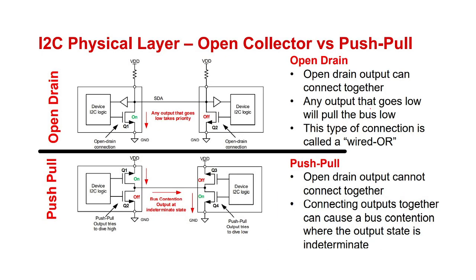This is related to open collector and push-pull. Open drain output we already saw. Push-pull means there are two CMOS transistors connected like this. We are not preferring this, because when we connect them together, it causes bus contention. The output state is indeterminate, meaning we can't get the exact output using push-pull configuration. That's why we prefer open drain configuration. So this is the I2C physical layer.